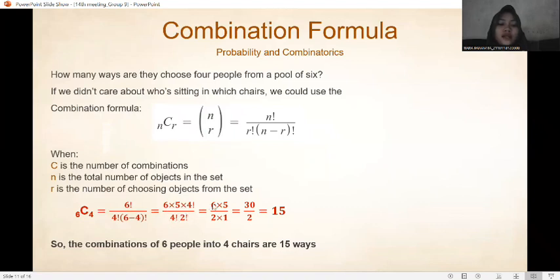So, 6 times 5 divided by 2 factorial. 2 factorial is 2 times 1. So, 6 times 5 equals 30, and 30 divided by 2 equals 15. So, the combination of 6 people into 4 chairs is 15 ways.